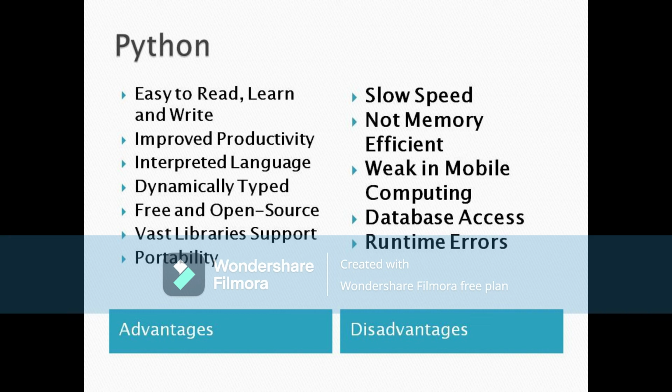So the next advantage we have is it is dynamically typed. Python doesn't know the type of variable and the variable related information until we run the code, right? So when we run the code, it automatically assigns the data type during execution.